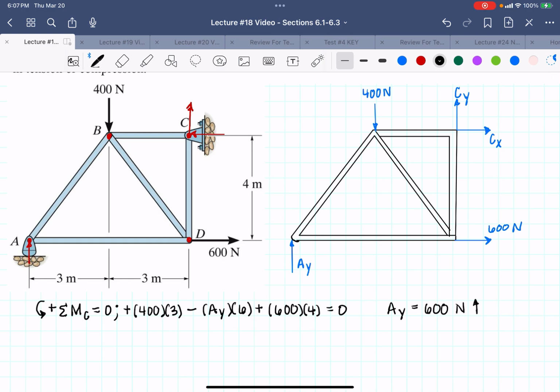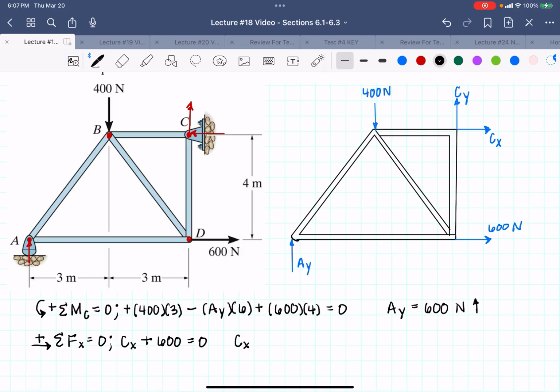So now let's do our forces in the X direction. We're going to assume to the right is positive. The sum of our forces in the X direction equals 0. I've only got 2 forces. I've got C of X, which I assumed positive, and then I've got a positive 600, and that equals 0, which means that C of X equals negative 600 newtons, so I assumed the direction wrong. That means it is 600 newtons going to the left.